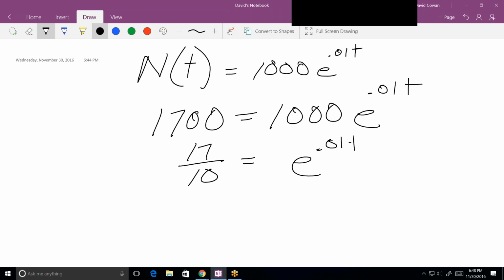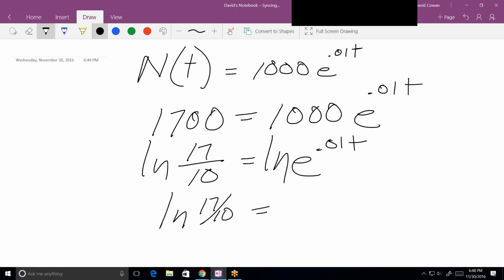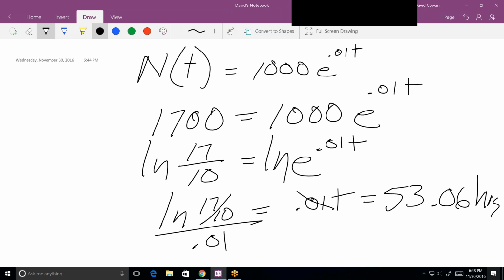And then take the natural log of both sides. On the right side? You're left with 0.01 times t. What's t end up being? 53.06 hours. So in a little more than 2 days, it goes from 1,000 to 1,700.